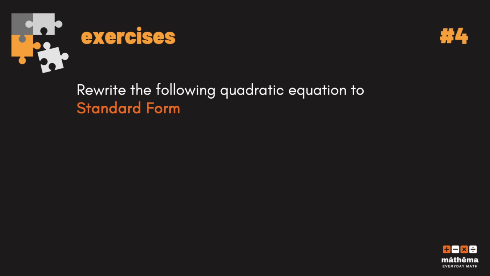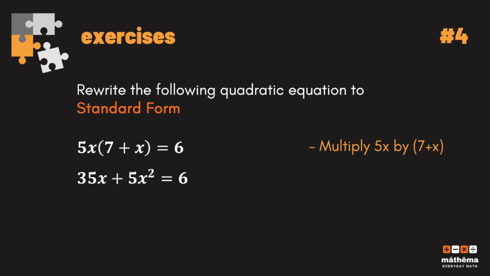Example number 4. Rewrite the following quadratic equation to standard form. We have 5x times the quantity of 7 plus x is equal to 6. First thing that we must do is multiply 5x by the quantity of 7 plus x, and it will give us this equation. We have 5x times 7, that will give us 35x. 5x times x will give us 5x squared is equal to 6. Next, equate to 0. So to do that, we'll subtract 6 from both sides, and it will give us 35x plus 5x squared minus 6 is equal to 0.